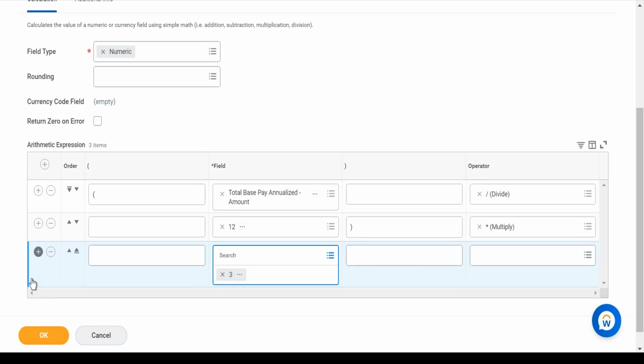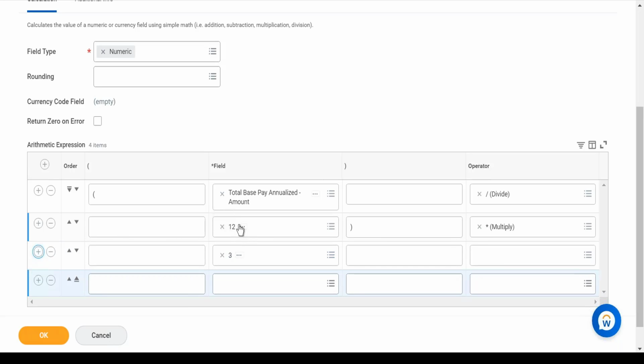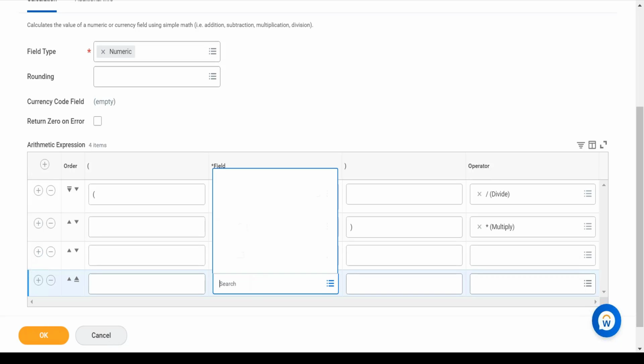Now, one thing I want to show is that it's not necessary to have a constant number to do these calculations. You can multiply and divide two fields also. Suppose I want to find base pay divided by the bonus amount, to find the ratio of salary to bonus. I can simply type bonus over here.